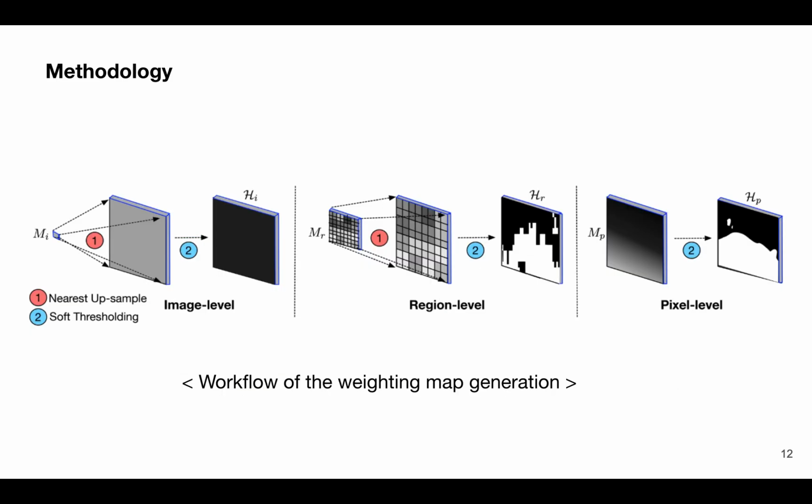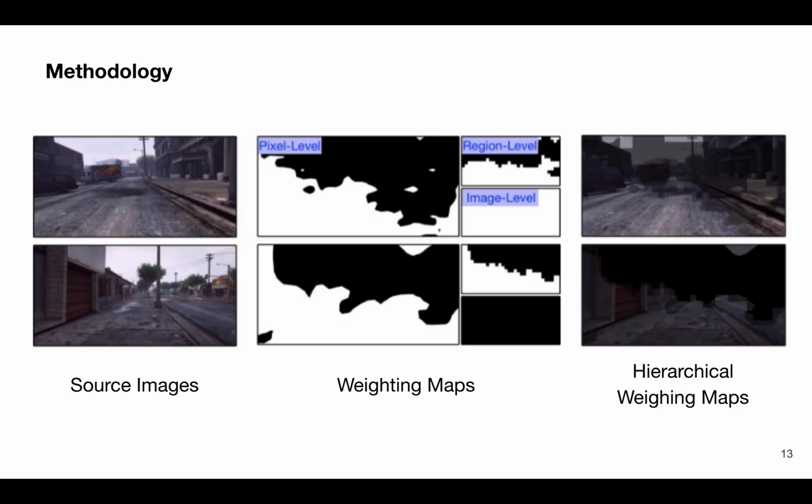This picture is the workflow of weighting map generation. As you can see, three levels deliver different weight maps, and these results are all applied for the hierarchical weighting map. And here are some examples of hierarchical weighting maps. From the source image, we will get three weighting maps and apply them to the original source image. These hierarchical weighting maps are used for joint learning.